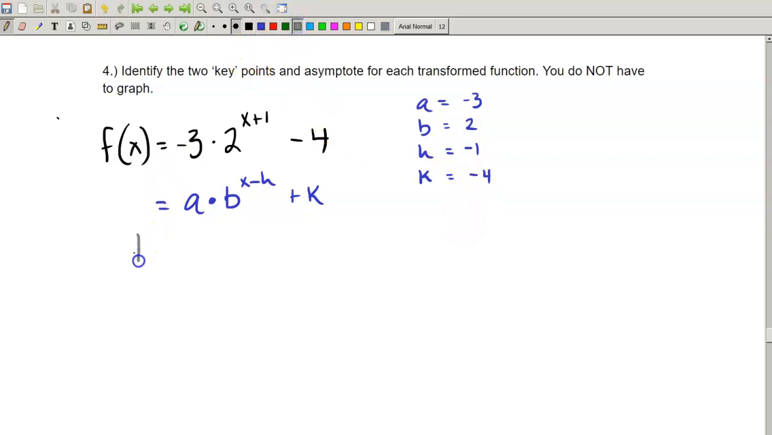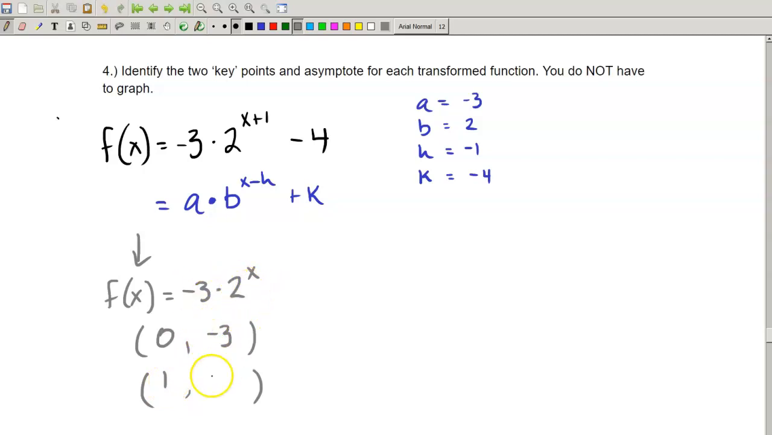So my base function, or my parent function, is going to be the same thing that I start with, but with no h and k value. So my two key points that are based off of that, right? My two key points are going to be, I'm going to use 0 and 1. If I plug in 0 into this, I'm always going to get my a value, which is -3. And if I plug in 1, I'm going to get a times b. So -3 times 2, which is -6. These are my two key points.